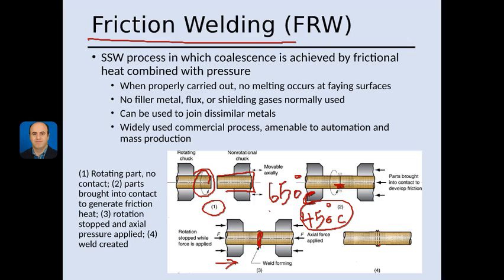Then you have one part. There is some post-processing if it requires some cleaning. For example, you need some machining process to remove this area to make it smooth. Good thing about this process, no filler metal is needed, no shielding gas or flux, and you can have two different materials. You can connect aluminum to steel with this process.